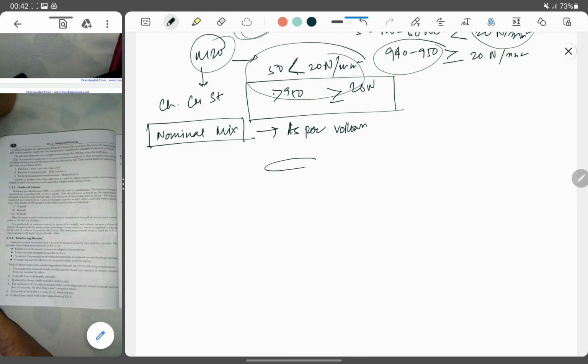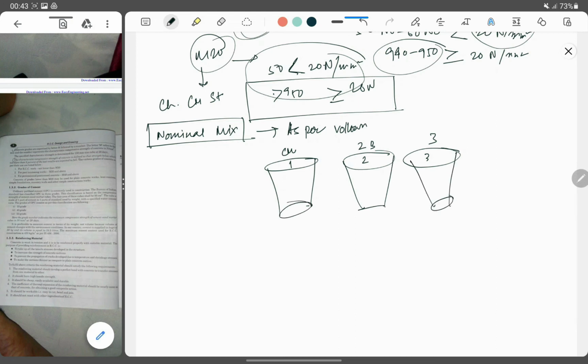Like 1 bucket cement, 2 buckets sand, and 3 buckets stone. This is 1, this is 2, this is 3. This is your bucket. So we consider the volume for fine aggregate and coarse aggregate also, but for coarse aggregate the chance is very less. There we face the bulking issue.